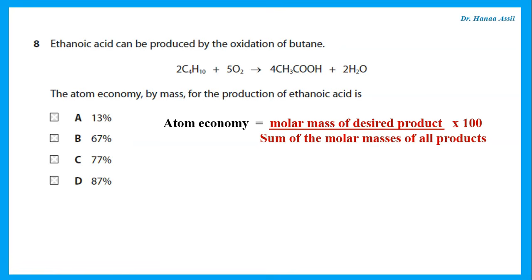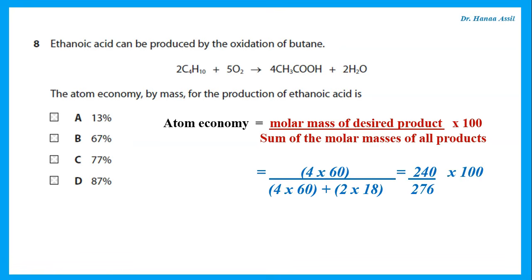And please remember, when we're calculating atom economy, we take into consideration the coefficients. So this equation gives 4 ethanoic acids, so that is 4 times the MR of ethanoic acid over the total product. So it is 4 times the MR of ethanoic plus 2 times the MR of water. This gives a total atom economy of 87%.